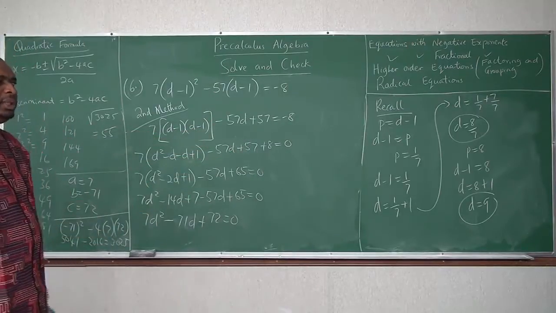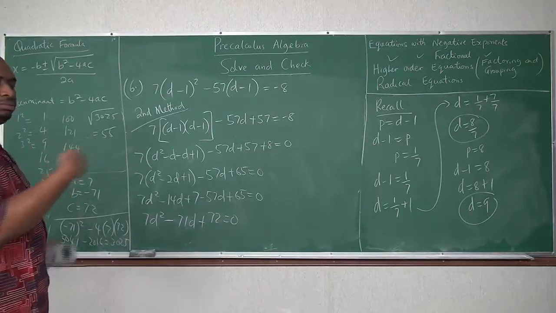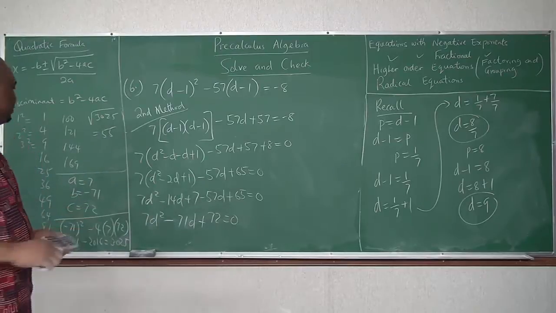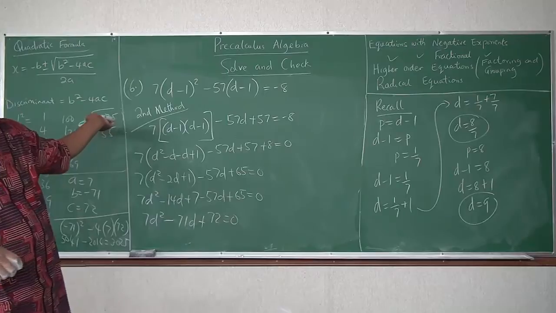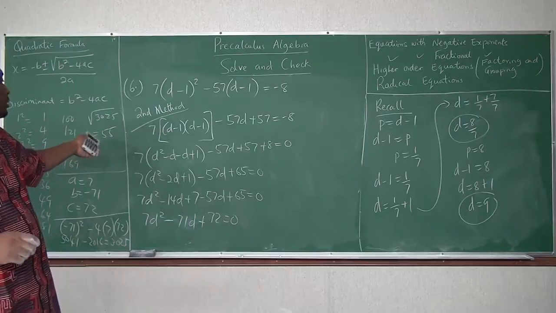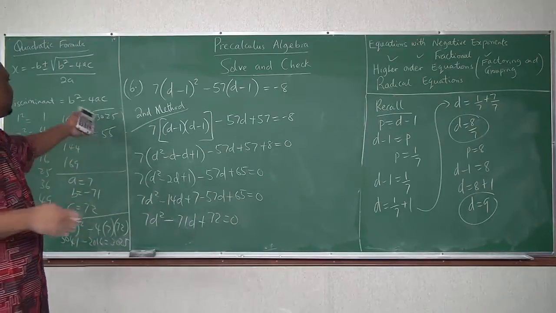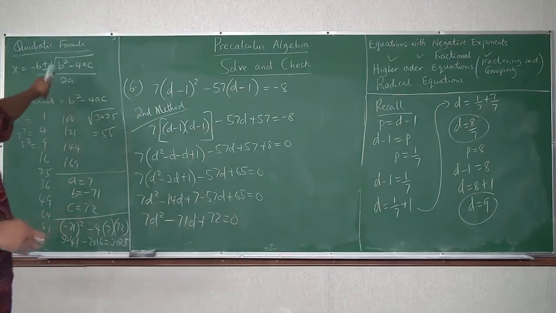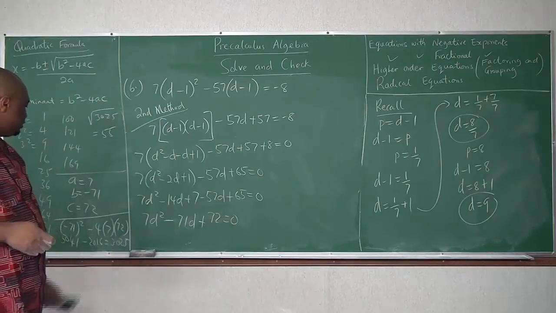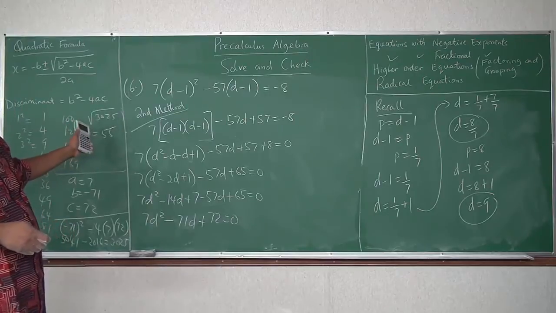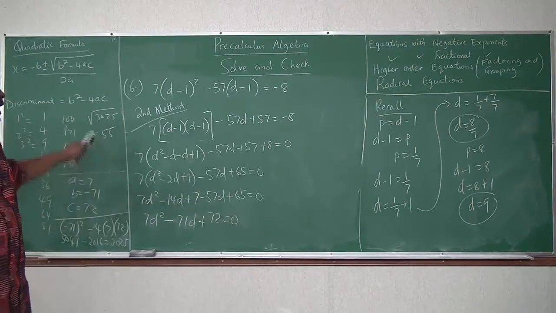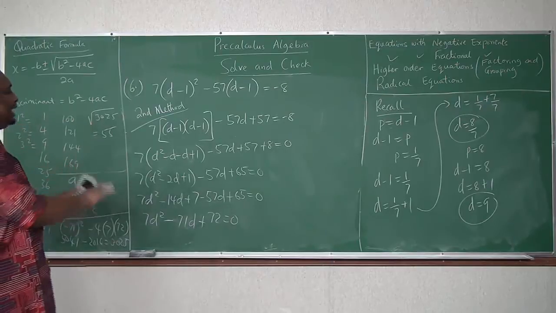Now, just to teach you another thing, how you know whether you can solve something by factoring. If you find the discriminant, b squared minus 4ac, and it is a perfect square, so that if you take the square root it gives you a positive integer, then that means you can solve it by factoring. Here the discriminant is 3025, a perfect square, so you can solve this by factoring.